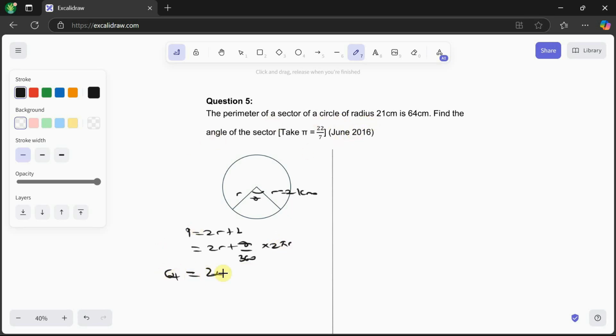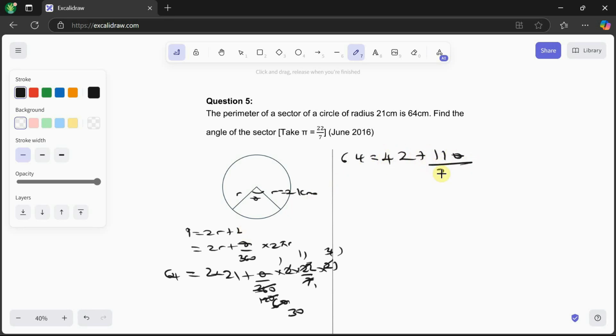2 times the r, which is 21, plus theta over 360 times 2 times 22 over 7 times r, which is 21. So 7 here 1, 7 here 3, 3 here 1, 3 here 120, 2 here 1, 2 here 60, 2 here 11, 2 here 30. So that will be 64 is equal to 2 times 21, which is 42, plus 11 theta all over 30.